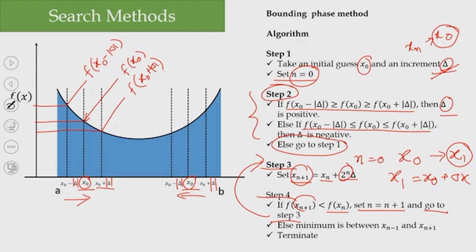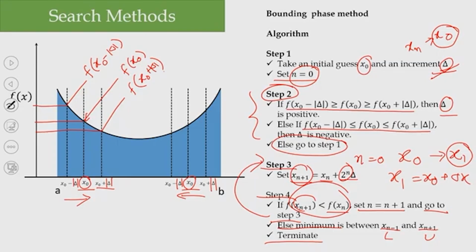If this is not true, that is, f of x n plus 1 is not less than f of x n, that means you have crossed the optima. In that case you can say that the minimum is between x n minus 1 and x n plus 1. So, x n minus 1 is the lower bound and x n plus 1 is the upper bound, and you terminate the algorithm. I hope this is clear to you.